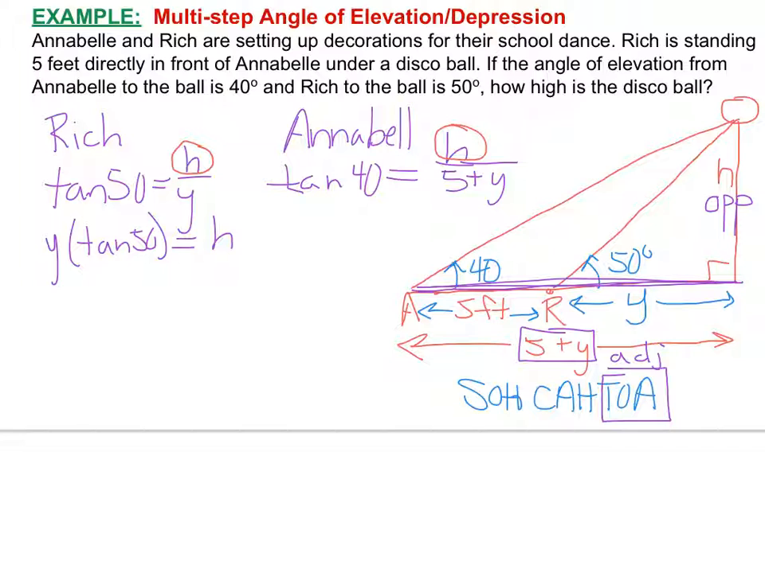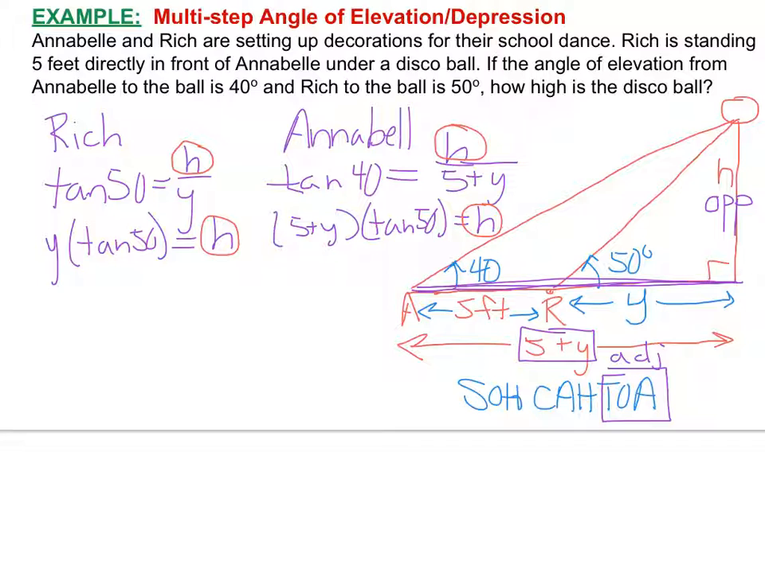And I hope from all of our other problems you're able to see why we can solve for h that way. And if we think about the same thing for Annabelle, and we solve for h, we can do 5 plus y times tangent of 40 is equal to h. So now we have two expressions that are equal to h. And if they're both equal to h, just like from other math classes with substitution, we can set them equal to each other.